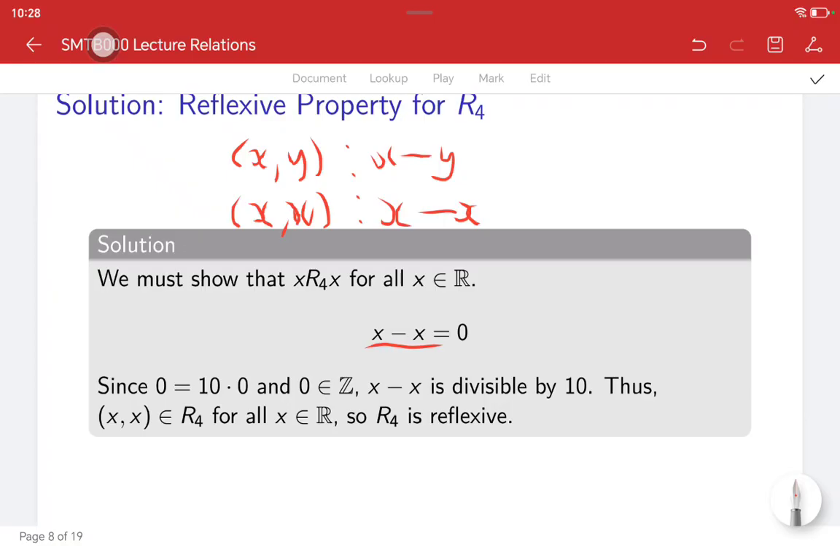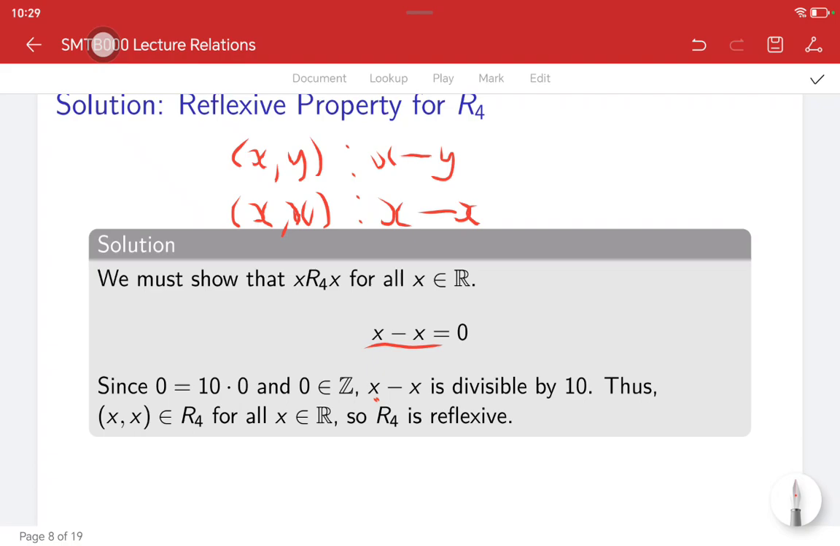So now from here, when we check 0, 0 is still a divisible of 10. I can divide this by 10. You see, right? So this is still a divisible of 10. That's why when we come here, we say that since 0 is equal to 10 times 0, I can divide here by 10. The 10 can go, then I'm left with that 0. And 0 is an element of an integer. So now we're saying that x minus x is divisible by 10. Thus, x is related to x for all x element of R.